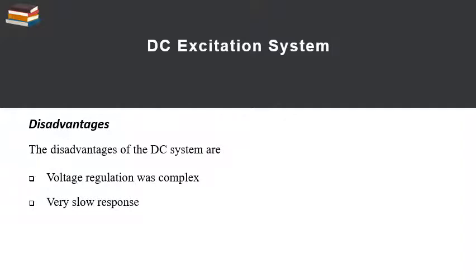So the disadvantages of the DC excitation system are: the voltage regulation is complex, and the response of the DC system is very slow. So these are the main drawbacks of the DC system.